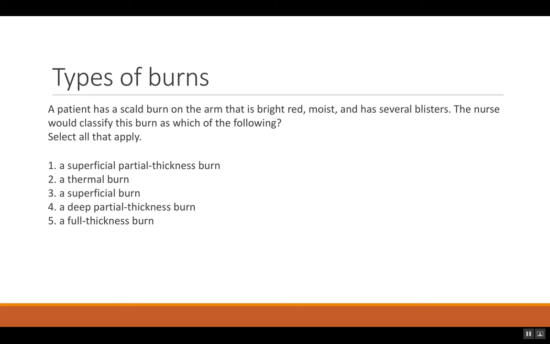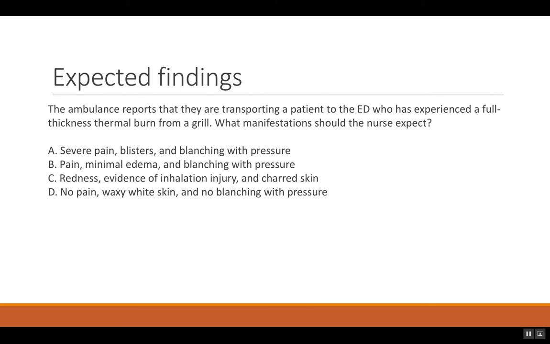So the patient has a scald burn on the arm that is bright red, moist, and has several blisters. The nurse would classify this burn as which of the following? And the answer to this one is 1 and 2. So it's a superficial partial thickness burn that's bright red, and it has the glistening appearance, and it could have blister formation. The thermal burns result from exposure to dry or moist heat. So that's where that one would fall.